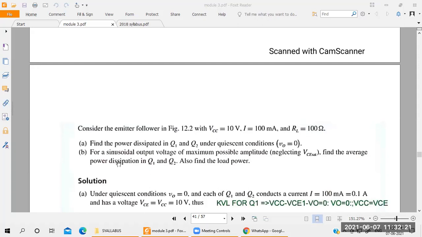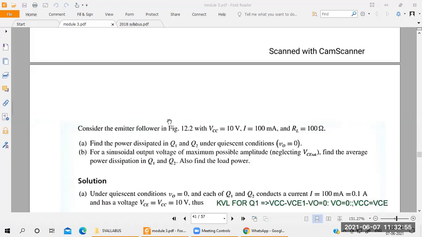What is the question here? Find the power dissipation of Q1 and Q2 when the output voltage is 0. When the output voltage is 0, write the Q1 condition and Q2 condition power dissipation. Understood? Next, the second question: for a sinusoidal output voltage of the maximum possible amplitude, neglecting V saturation, find the average power dissipation in Q1 and Q2, and also find the load power.